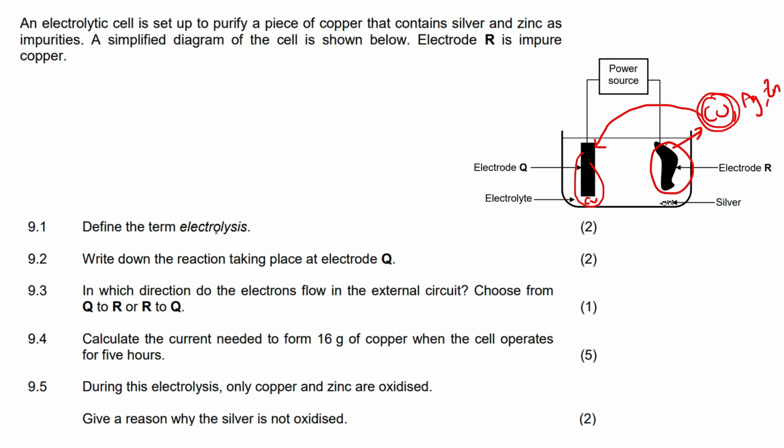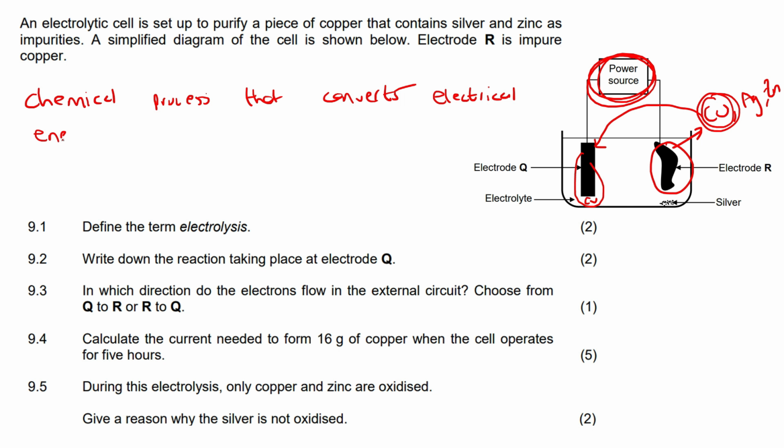So it says, define the term electrolysis. Electrolysis is a chemical process that converts electrical energy, like a battery, to chemical energy. We do need a battery when we're doing electrolytic processes. Okay, write down the reaction that will take place at electrode Q.